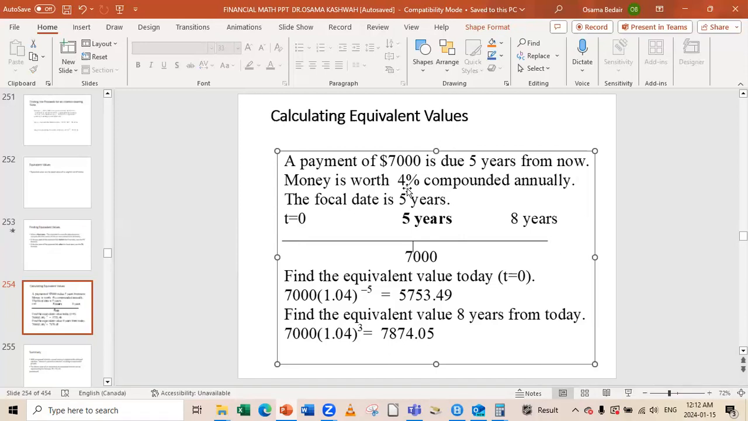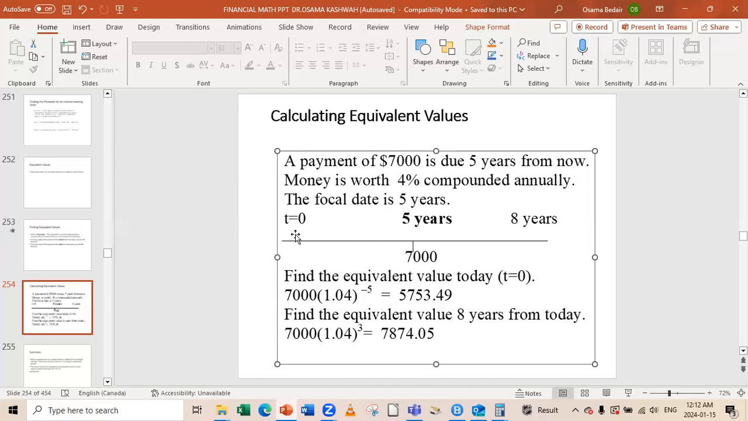The first thing: it's worth 4% compounded annually. So that's fine, and 5 years. We have 5 years and we have 4%. We're not going to divide or multiply the years or divide the rate like what we did before. It is not semi-annually or quarterly, so we'll work as it is.